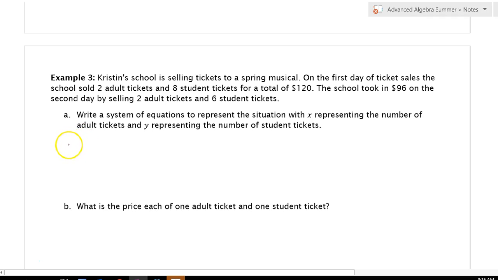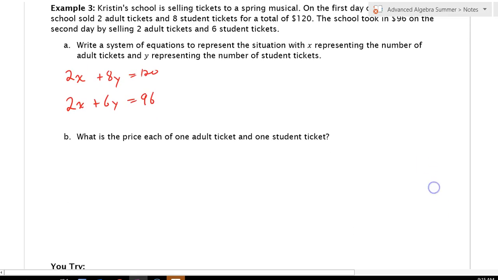So for the first scenario, all right, so for the first one here, we have 2x and 8 students, so 8y is equal to 120. Next one, we sold 2 adults and 6 students for a total of 96. So that's our equation. Now it says, what is the price of each one adult ticket and each one student ticket? So that means we need to solve here.